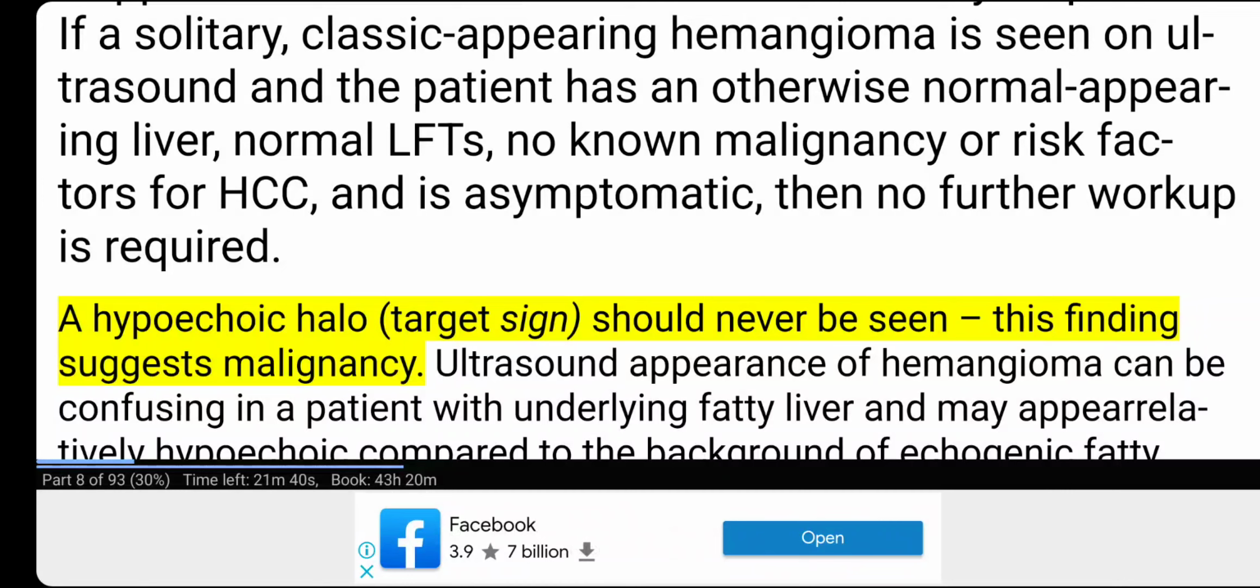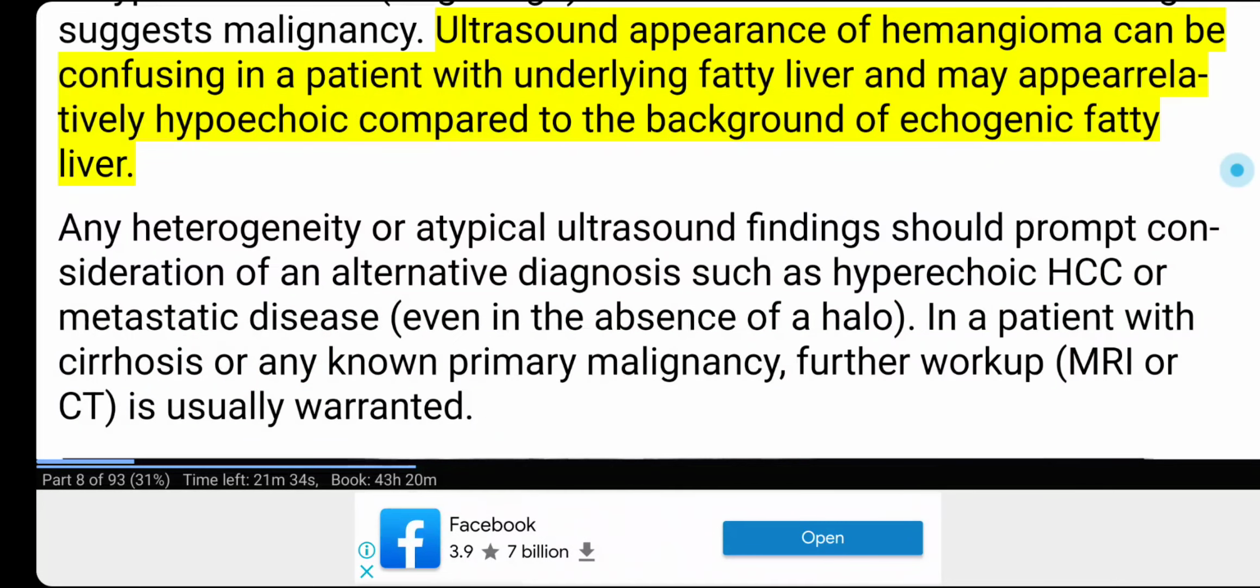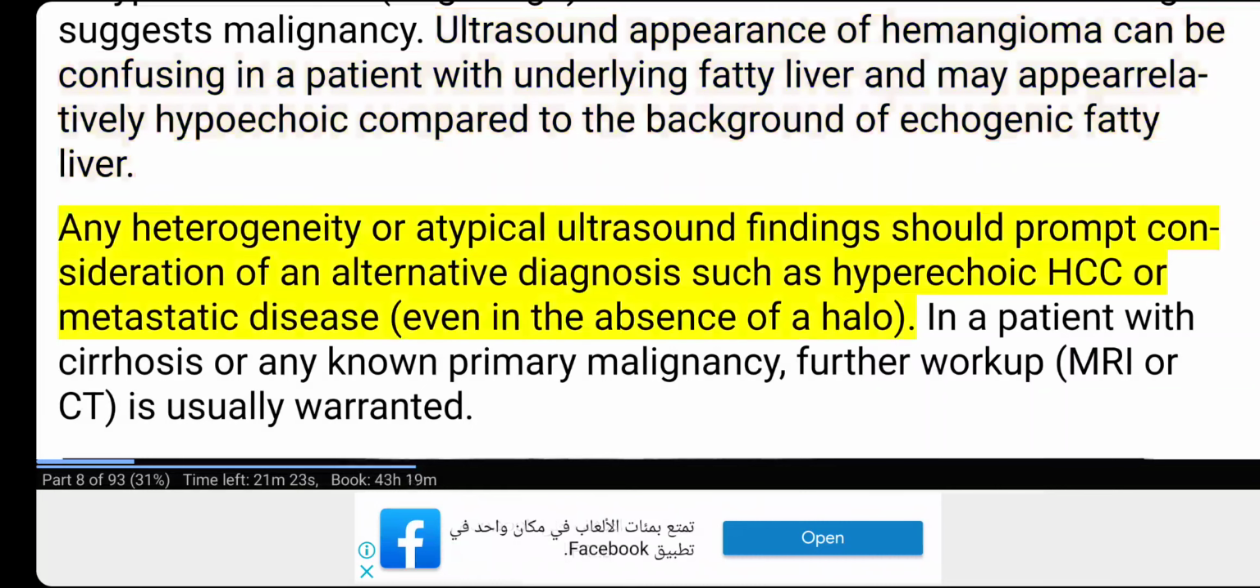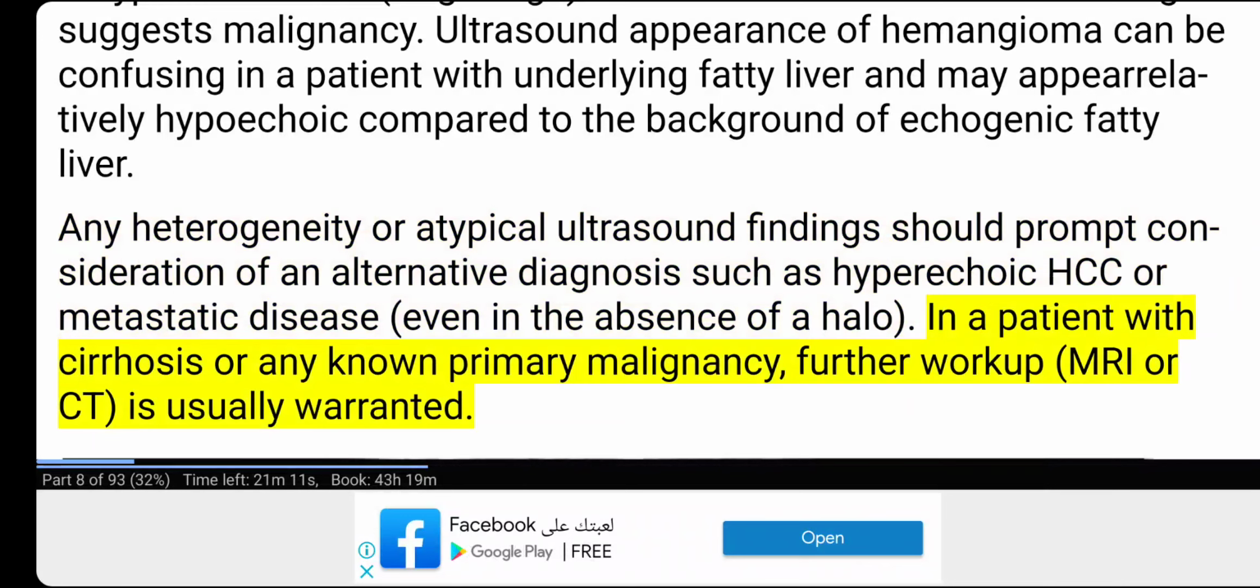This finding suggests malignancy. Ultrasound appearance of hemangioma can be confusing in a patient with underlying fatty liver and may appear relatively hypoechoic compared to the background of echogenic fatty liver. Any heterogeneity or atypical ultrasound findings should prompt consideration of an alternative diagnosis such as hyperechoic HCC or metastatic disease, even in the absence of a halo. In a patient with cirrhosis or any known primary malignancy, further workup with MRI or CT is usually warranted.